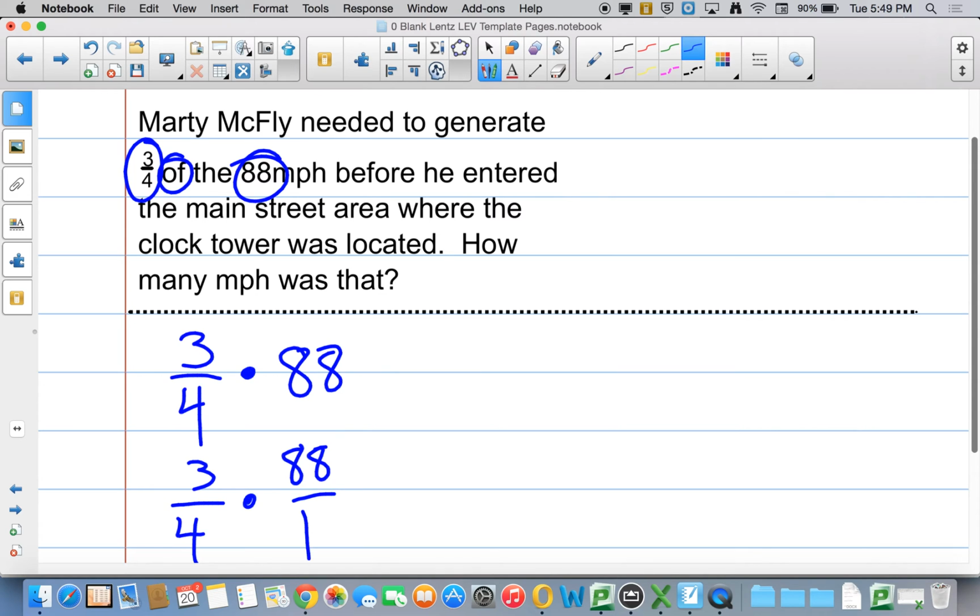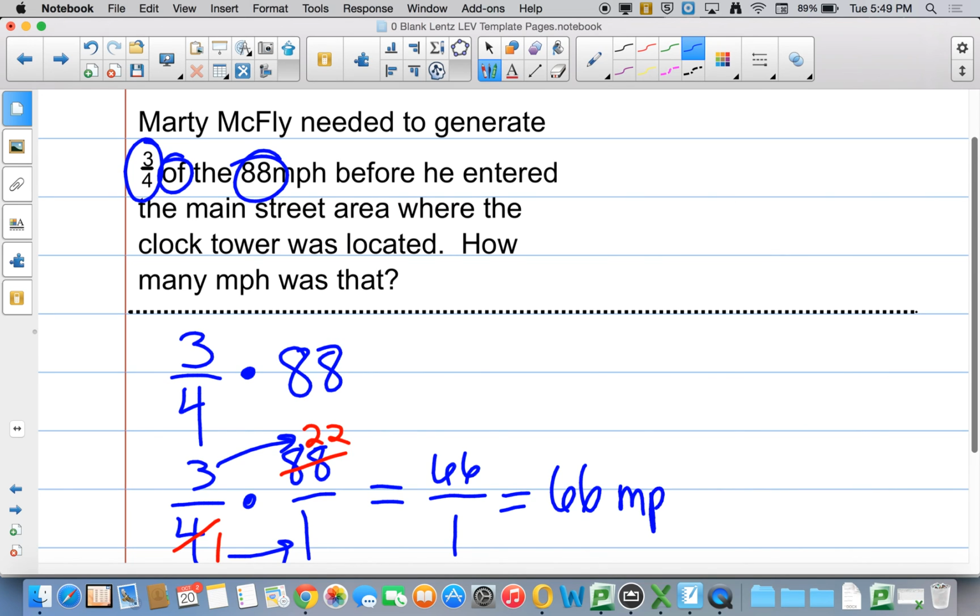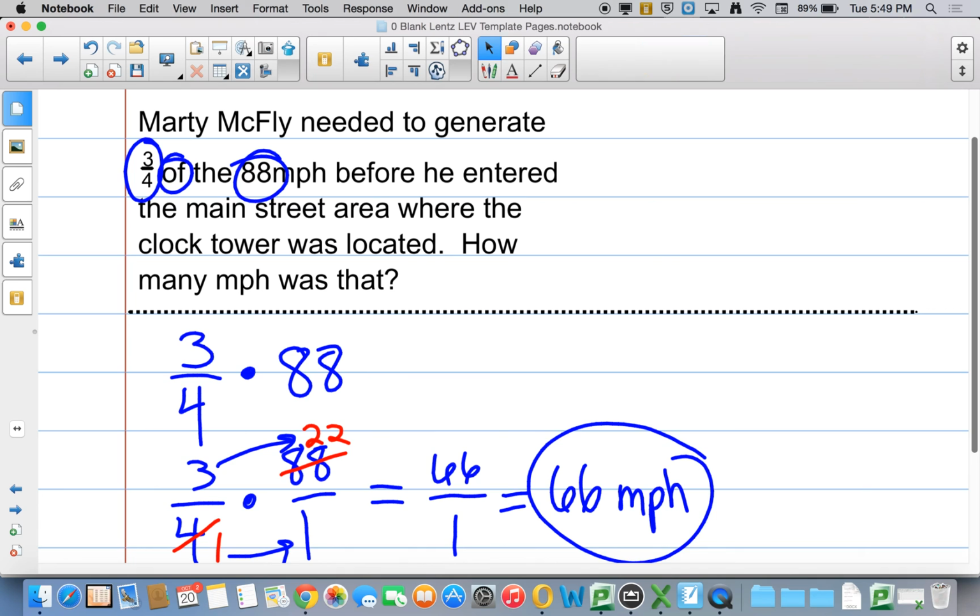Let's look for some factors now. Anything on the bottom, share a factor with anything on the top. You can see that that 88 shares a factor of 4. 4 goes into 88 22 times, and 4 goes into itself 1 time. So there we are, we just reduced before we multiply. Now we have 3 times 22, which is 66, and we have 1 times 1, which is 1. And if you remember, when we have a 1 on the bottom, that means that it's just going to be a whole number, which is that top, 66, and in this case we're talking about miles per hour, so don't forget your label. There you go.